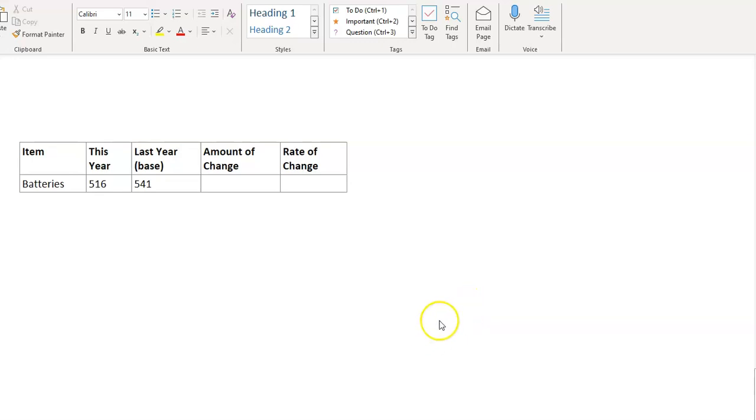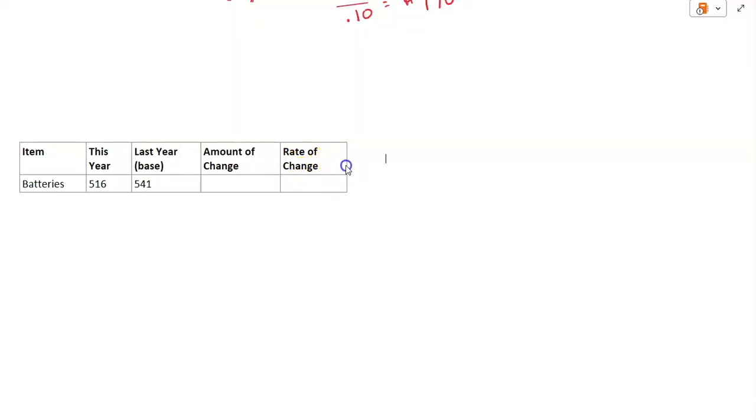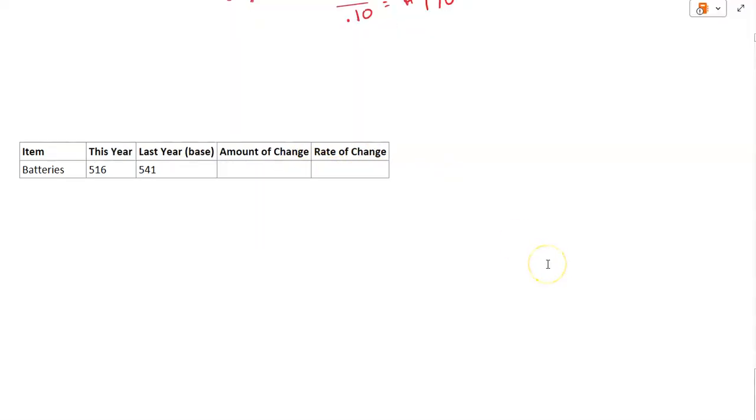And so let's take a look at a simple problem where we're looking for the amount of change and also the rate of change. To find your amount of change, you're always going to compare your last year and your previous year. Your amount of change is going to be your current amount minus your base, and in this case my base is 541. So 516 minus 541 gives me negative 25.